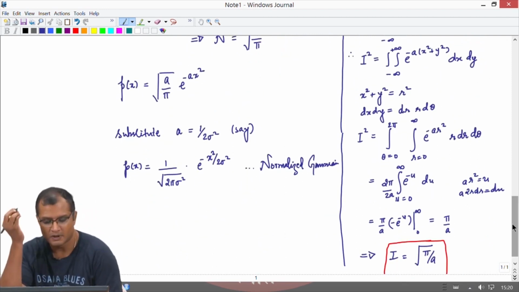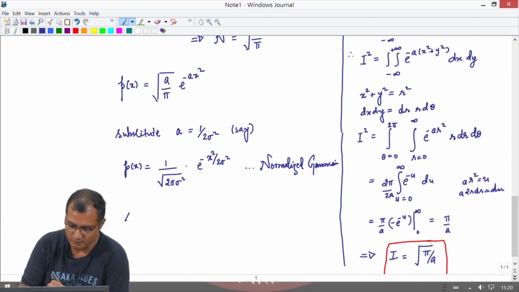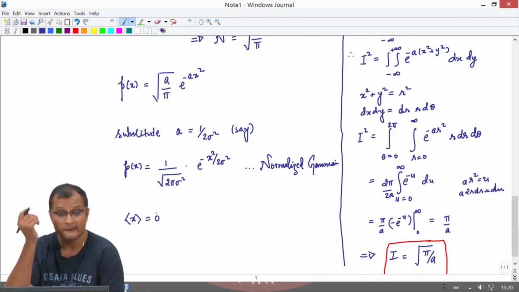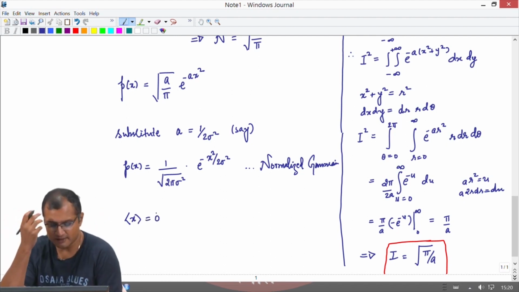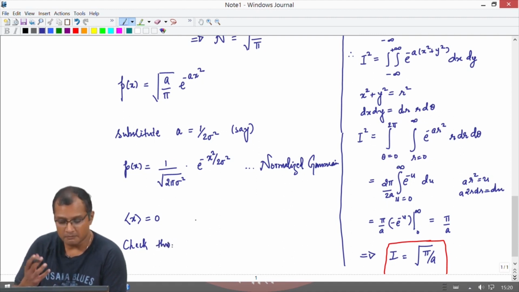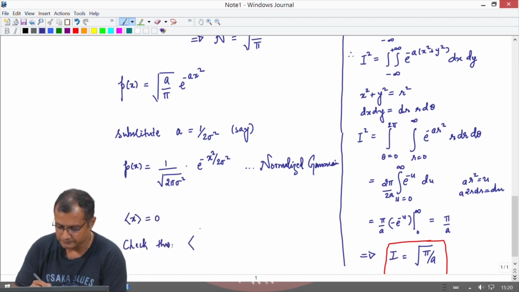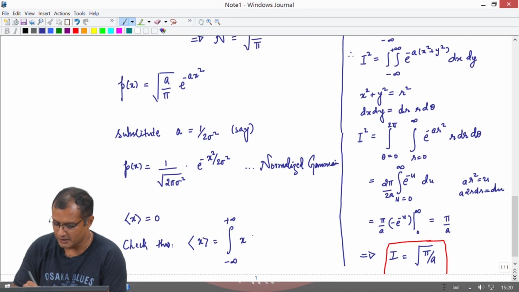Okay. A couple of things that I would like to mention here before proceeding is that this is a distribution with 0 mean. Okay. You can check this by simply computing the mean by brute force. So, the mean is nothing but the integral from minus infinity to plus infinity of x times p of x dx.